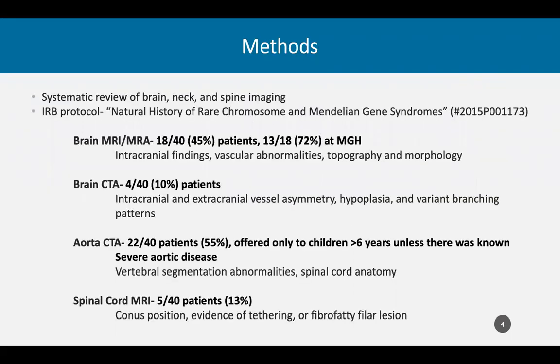We conducted a systematic review of brain, neck, and spine imaging in all of our patients who were enrolled into our IRB protocol. The percentages of patients who had imaging done are shown on the screen. An evaluation of the respective brain MRI, MRA, brain CTA, aorta CTA, and spinal cord MRI for a multitude of congenital and acquired anomalies are shown on the screen.